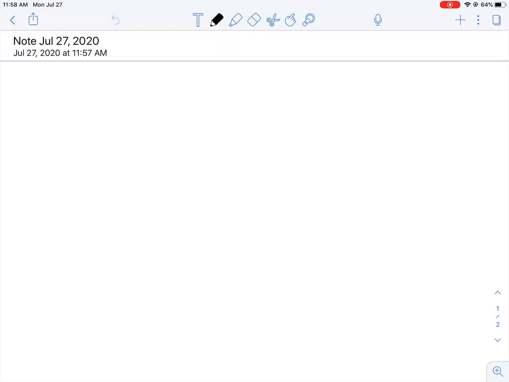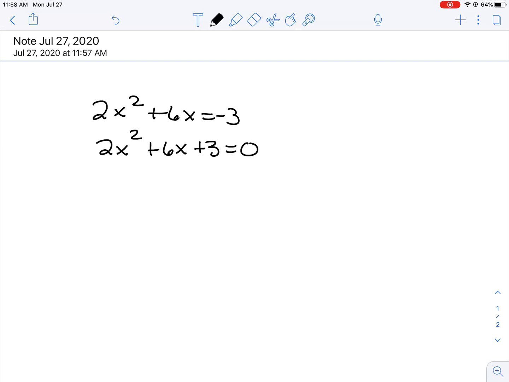Okay, in this video, we're going to look at another example of the quadratic formula. We're going to take this problem, 2x squared plus 6x equals -3, and we're going to solve that. When you are solving your quadratics with the quadratic formula, step one is always to set it equal to 0. So that -3, we are going to add it over to the other side. Got to do the inverse operations.